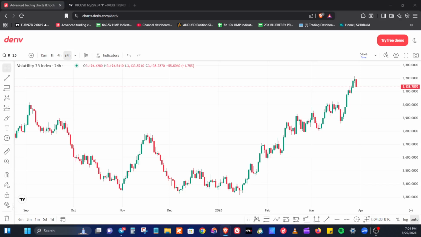It mimics the forex market and the stock market. So it simulates the real market, and everything that happens on the real market also happens on synthetics. One of the platforms that you can use to trade synthetics is Deriv.